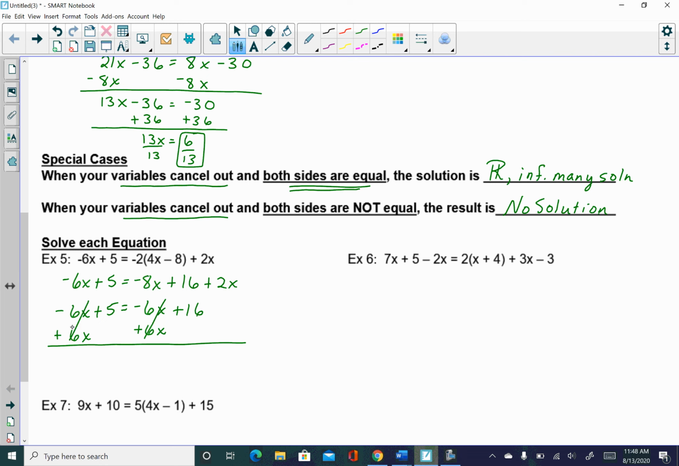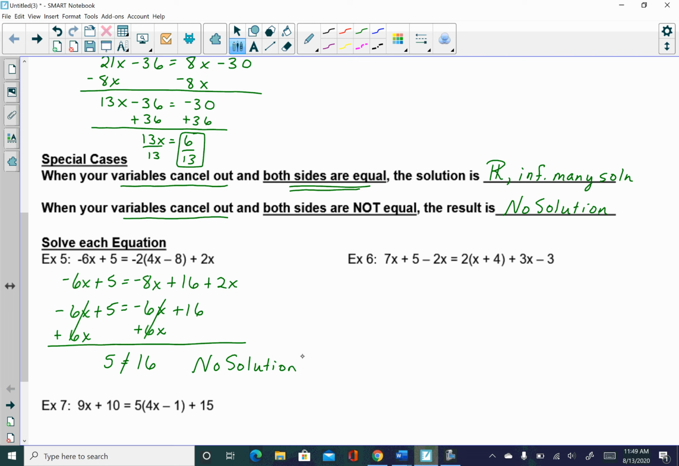The 6x's cancel out. So at this point, you're saying, all right, I've got a special case. The letters have canceled out on both sides. Now you look to see what you have left over. I'm left with 5 equals 16. Well, that is definitely not a true statement. 5 definitely does not equal 16. I need you to then tell me, okay, well, this represents the case of no solution.